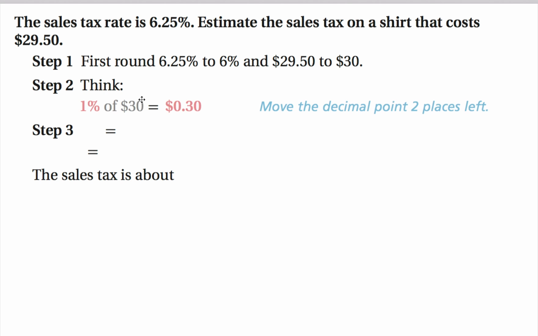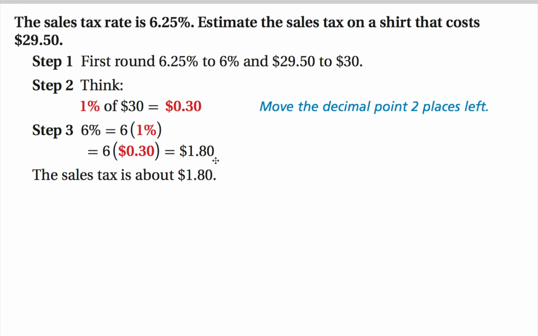So we want to think that 1% of 30 is 30 cents, right? If we want 1%, we move the decimal 2 to the left, so that gives us 30 cents. If we want 6%, we can just take 6 times 1%, right? So 6 times 30 cents is $1.80. So our sales tax is about $1.80.